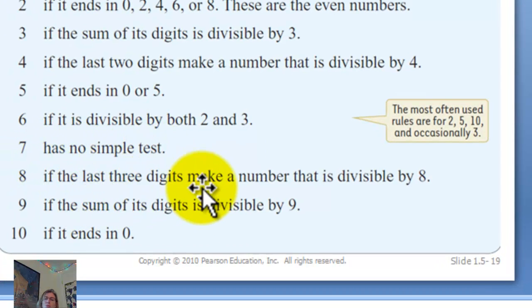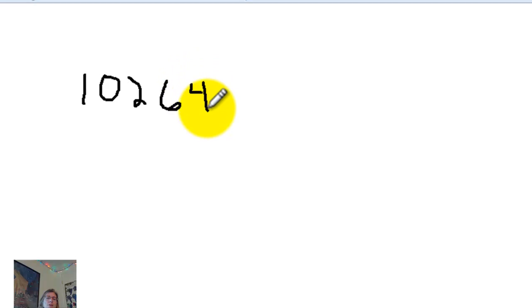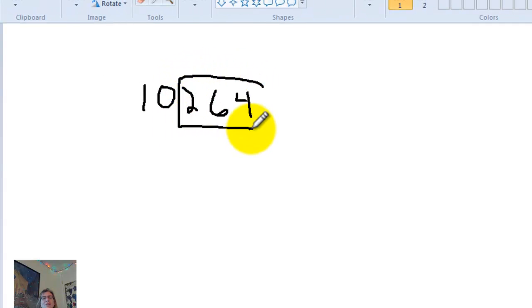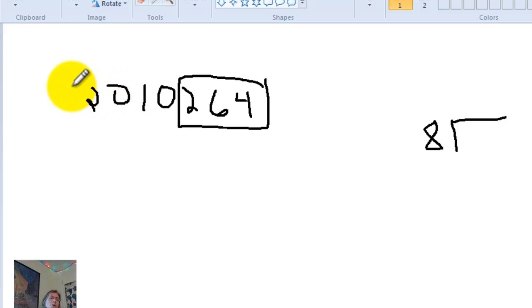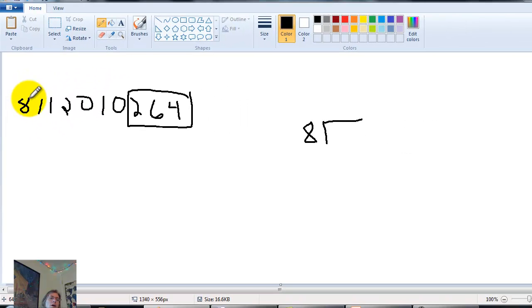And we have 7, which has no simple test. 8: if the last 3 digits are divisible by 8. What that means basically is if you take a number 10,264, you have to look at the last 3 digits, which really isn't that friendly. You know, you're like, oh, for heaven's sakes. But it could save you some time if you've got a super long number, and you can go, well, at least I'll divide into this little piece at the end as opposed to the whole big number.